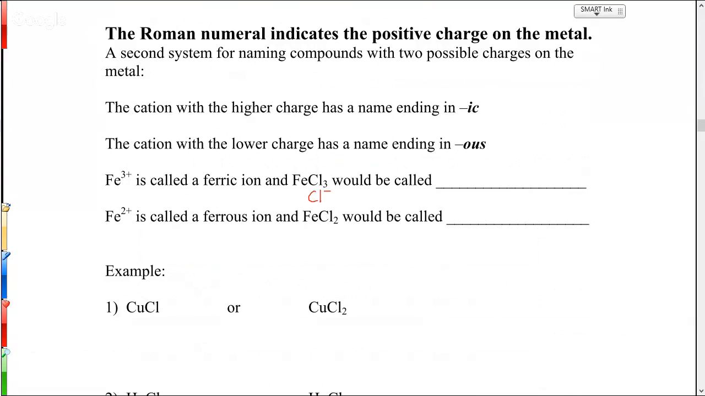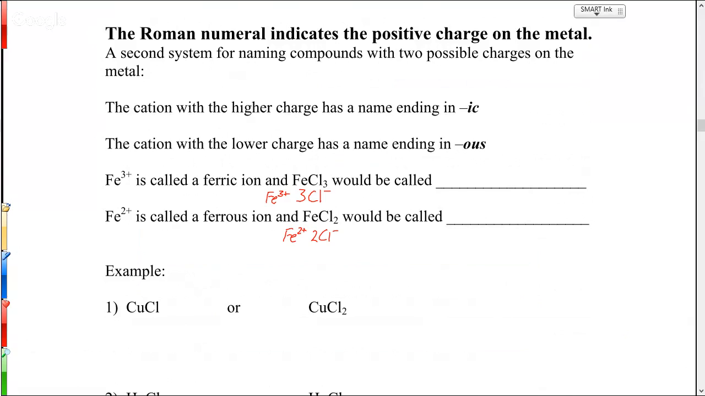So if we've got 3 Cl minuses, then the Fe would have to be 3+ to balance that out, because there's just one of them. Compound's always neutral, so that's how you figure out the charge on the metal. In FeCl2, same thing. We've still got Cl-, but there's only 2 of them. So we need Fe2+ to balance those out.